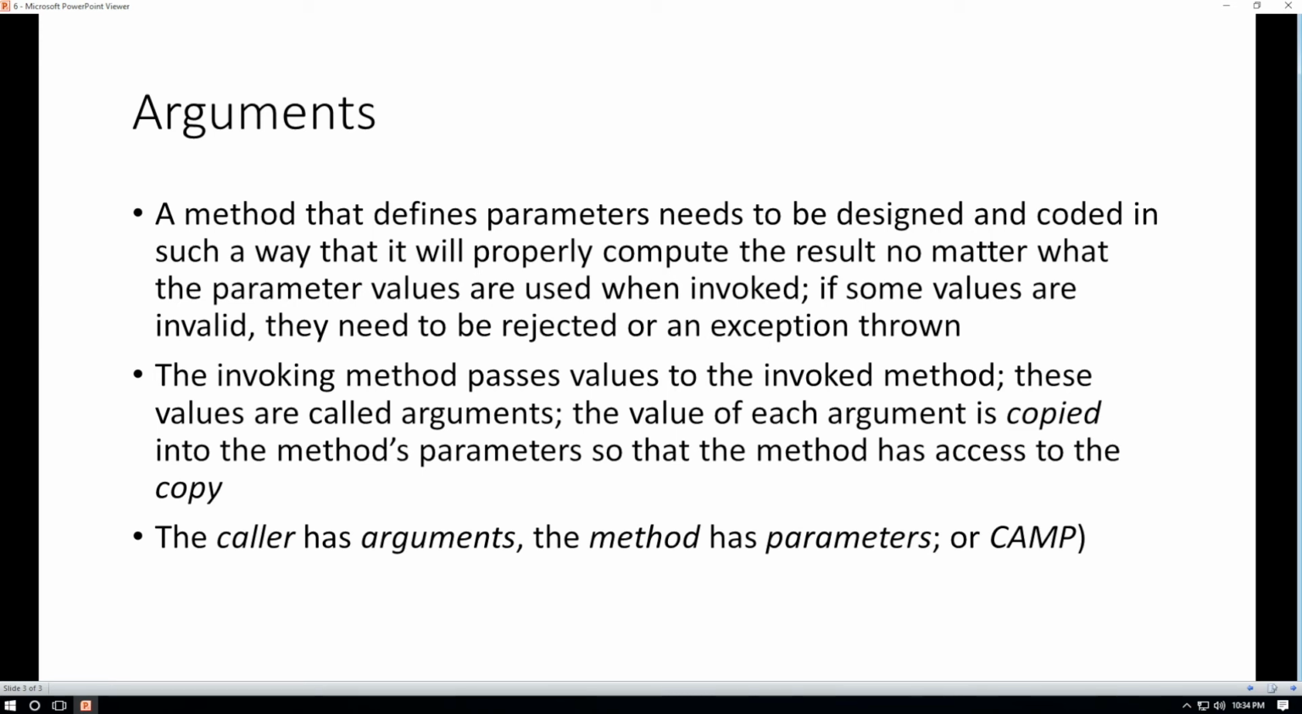A good way to remember argument versus parameter is the word CAMP. Caller has arguments, CA. Method has parameters, MP.